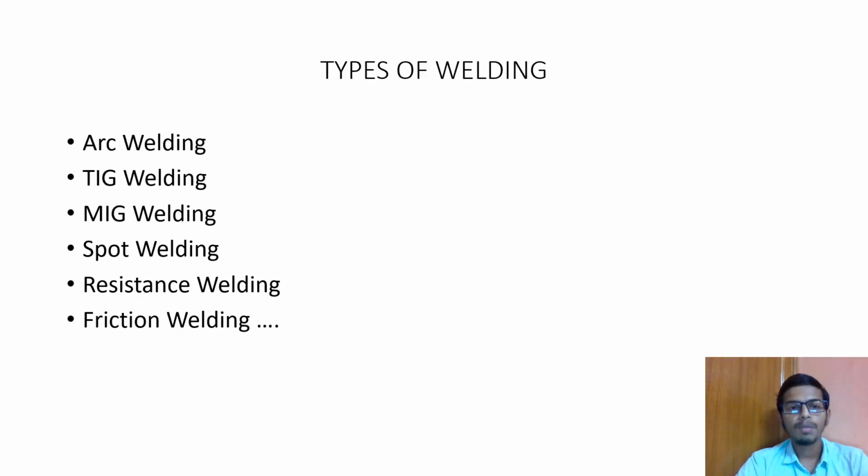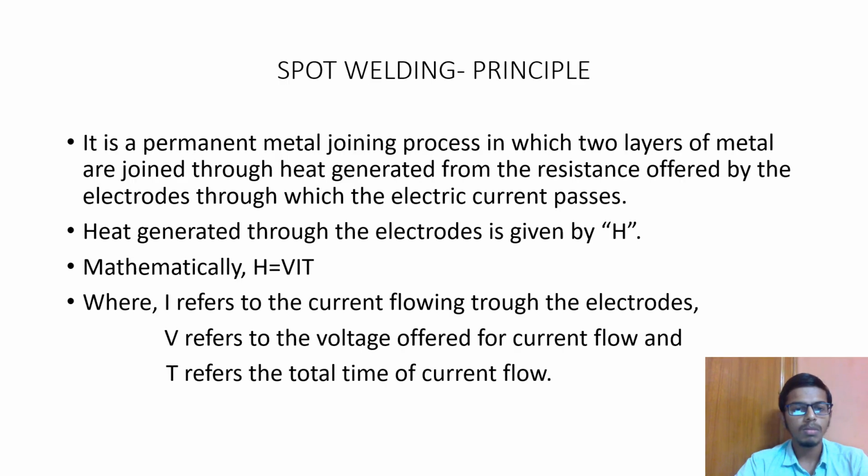Now looking at the types of welding, we have several types like arc welding, TIG welding, MIG welding, spot welding, resistance welding and friction welding. And amongst these, each type has different subcategories within them. So looking into our topic of spot welding, it is a permanent metal joining process in which two layers of metals are joined together through heat generated from the resistance offered by the electrodes through which the current passes.